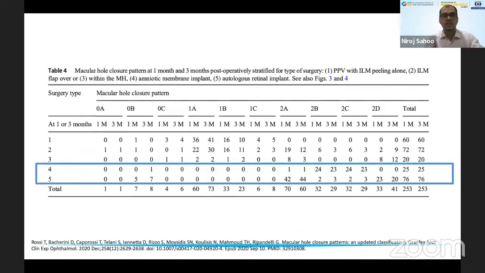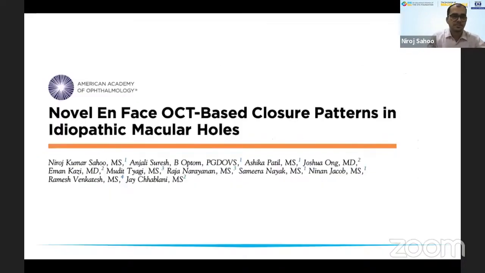As you can see in their table, they have shown that in cases where they've used an amniotic membrane implant or autologous retinal implant, the holes closed mostly with a stage 2 type of closure. So there is a much greater amount of glial tissue than in the other types of surgeries.